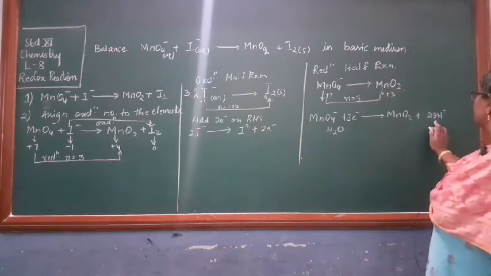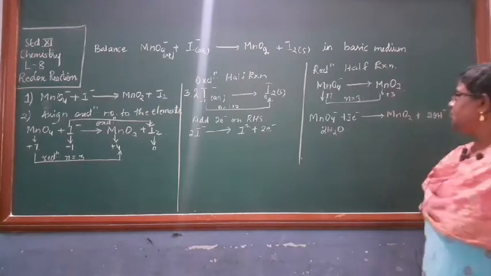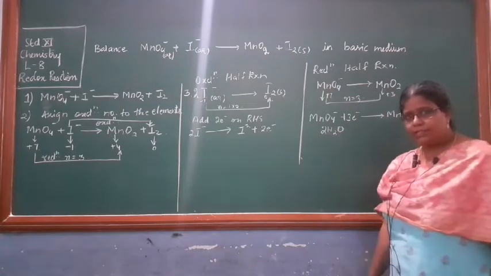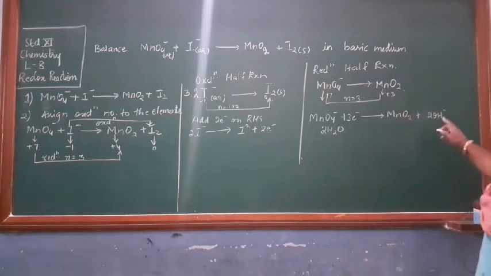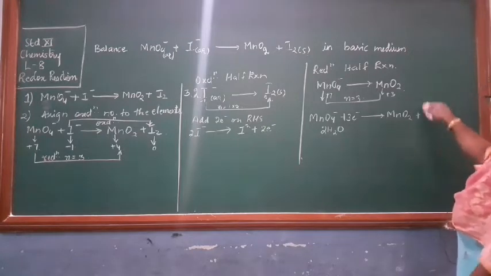Then see, here oxygen is 4, here oxygen becomes 5. So if I put 2H2O here, how many total oxygens do I have? 4 plus 2, 6 oxygens. But here, how many oxygens are there in total? 2 plus 2, 4. So I want 6 oxygen.